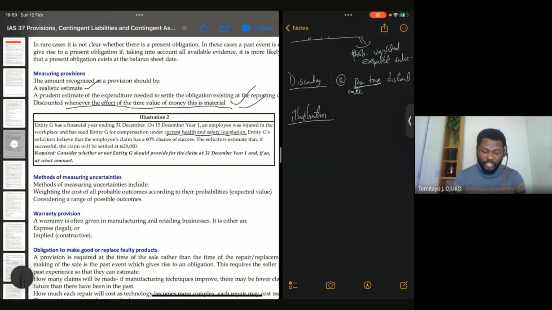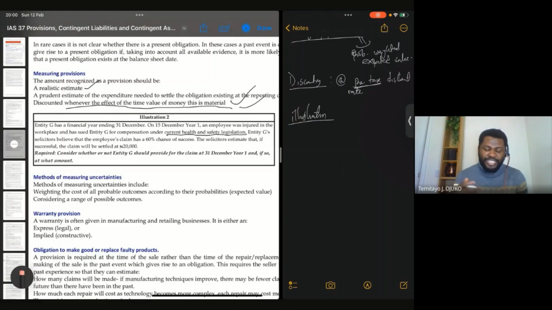It is probable because the solicitors are the legal experts in this case. That is their specialism. They've said that there's a 60% chance of success. That means the employee will have a successful claim at 60%. That means it is very probable. It is more than 50%. It is more likely than not.